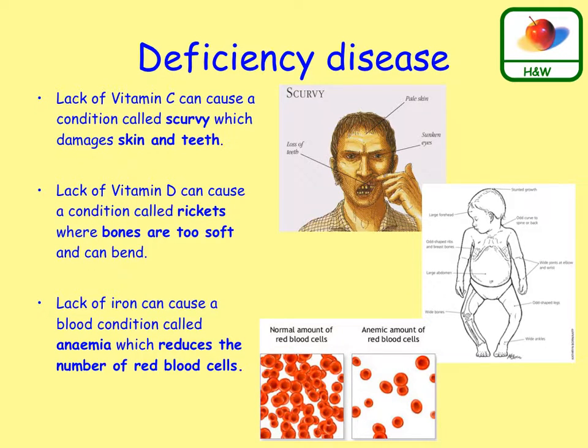A lack of vitamin D. Vitamin D is useful for being able to make strong, healthy bones. And if you don't have enough vitamin D, then it results in a disease called rickets. And that means that the bones are soft. And what actually happens over in this diagram that's over here, is that the legs will start to bow because the bones that are up here will actually bend.